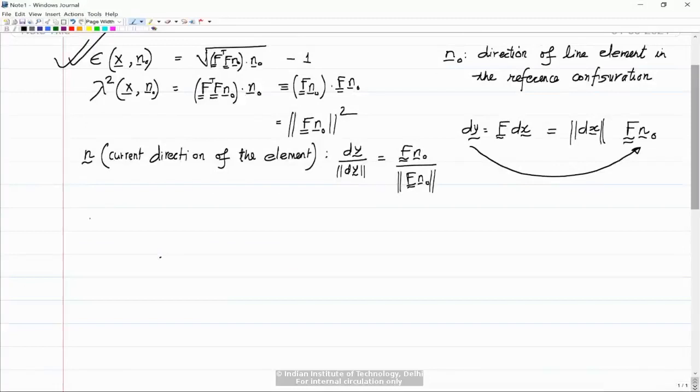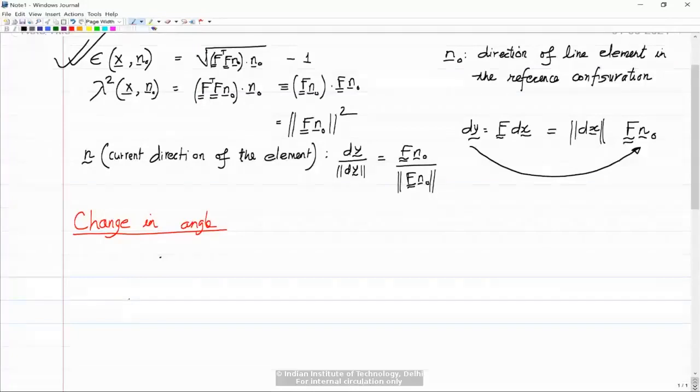So the next is about change in angle. So to measure change in angle, you of course need two line elements. Just one line element is not sufficient because you are measuring angle between line elements. No? You need to have two line elements.